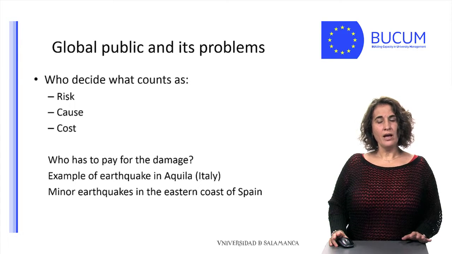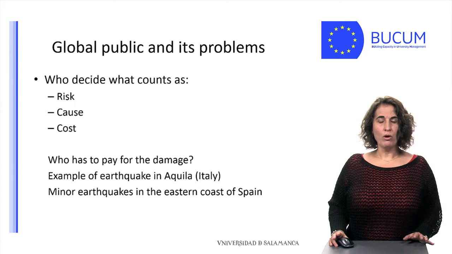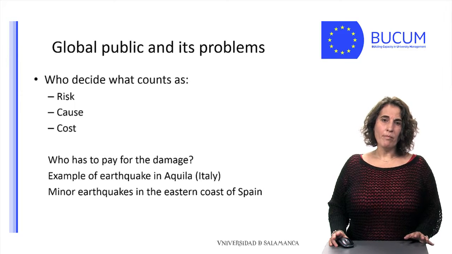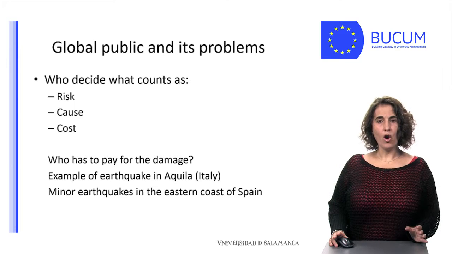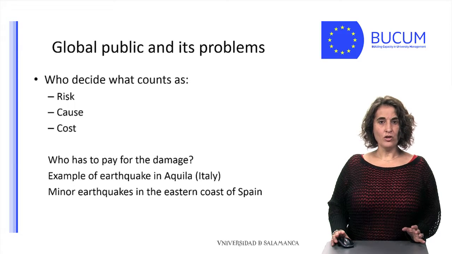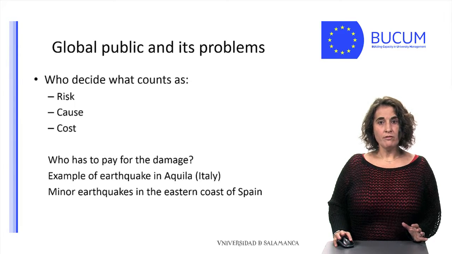Of course, the company was going to lose a lot of money, so the company had to be compensated. The Spanish government had to compensate this company. If the government has to compensate the company, the money is going to come from us, from the society.